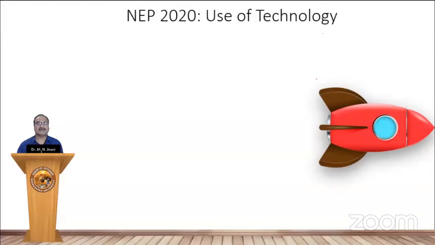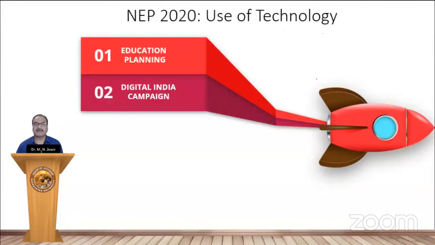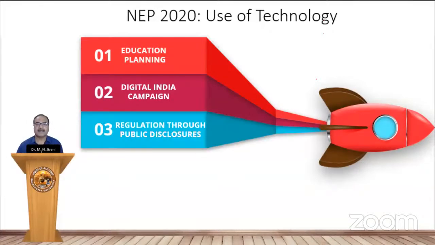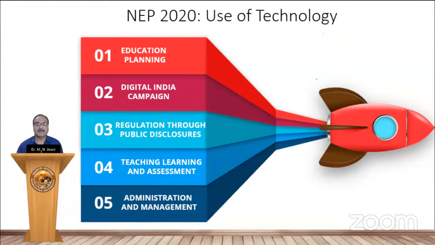So if you summarize this 360-degree, then the first one is educational planning. Second one is the Digital India campaign. We will discuss what exactly it is. And the third one is regulation through public disclosures, where less human intervention is required and maximum use of technology. Then teaching, learning, and assessment, which is another idea, and administration and management. These are the things that will be done through technology or in the context of technology. How? We will see one by one, right?